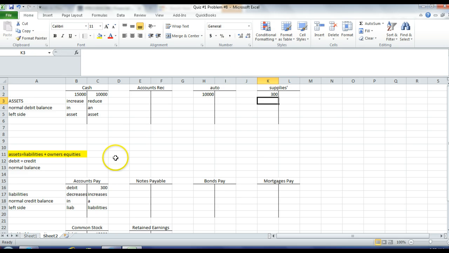So again, the liability was increased by a credit. The supplies was increased by a debit. Again, the debits and the credits always need to equal. And in this case, we have a debit in supplies, which increased our supplies. We have a credit in our liability, which increased our accounts payable or our liability.